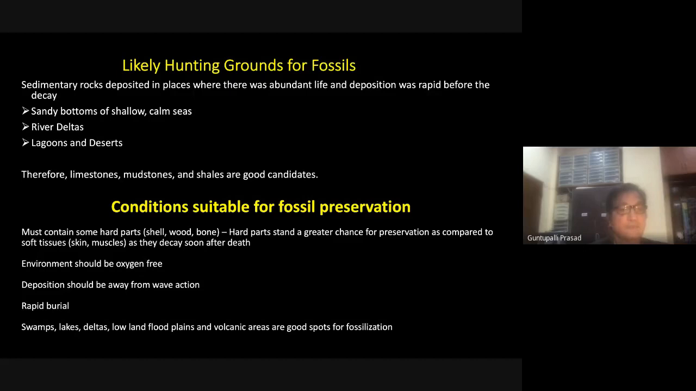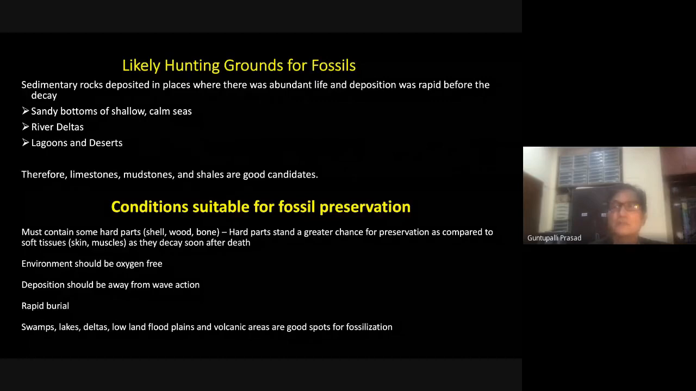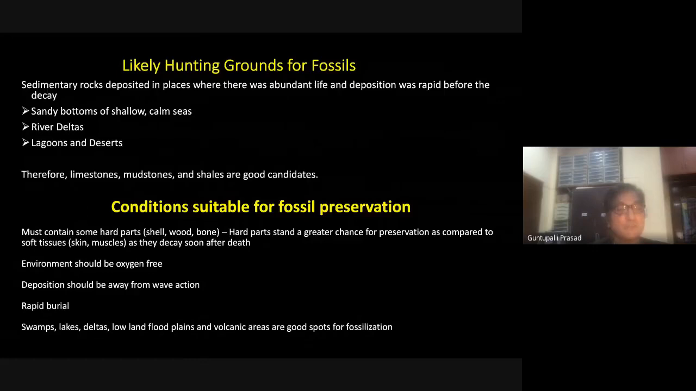And the deposition should be away from wave action. That's why if you go to the beach, you'll find lots of shell fragments along the beach. This is mainly because of the wave action. The wave action destroys most of the shells and even the bones. If they are transported by rivers, they also get destroyed in this manner. Then rapid burial is very important. Immediately after death, if the animal is covered by sediment, there is a greater chance of its preservation as a fossil. Then swamps, lakes, deltas, and lowland floodplains are the places where most of the fossils get preserved.